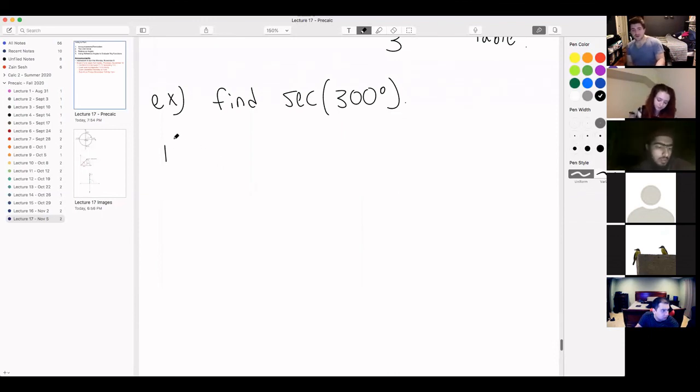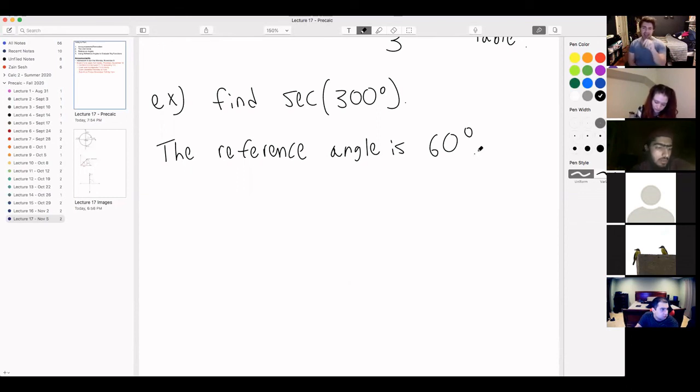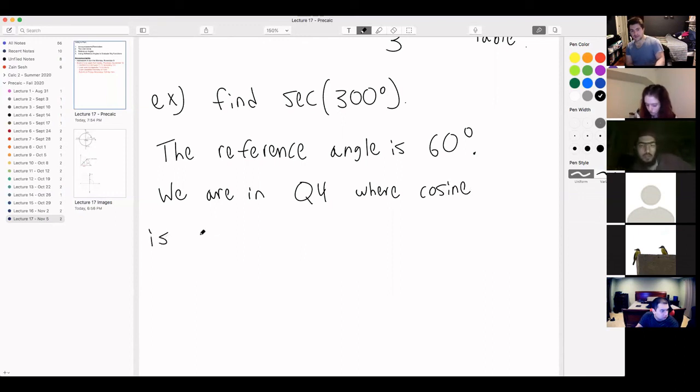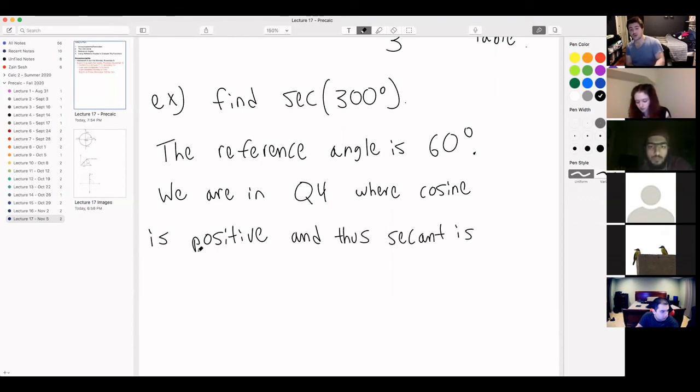All right, very good. So the reference angle, you guys can check me on all this. The reference angle is 60 degrees. Okay, so 300 degrees will make an angle of 60 degrees with the positive x-axis. Good. What quadrant are we in? We are in quadrant 4. 300 degrees lands us in the 4th quadrant, where cosine is positive, and thus secant is also positive.